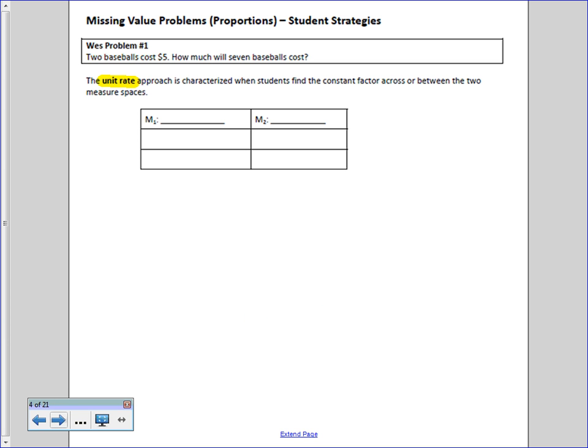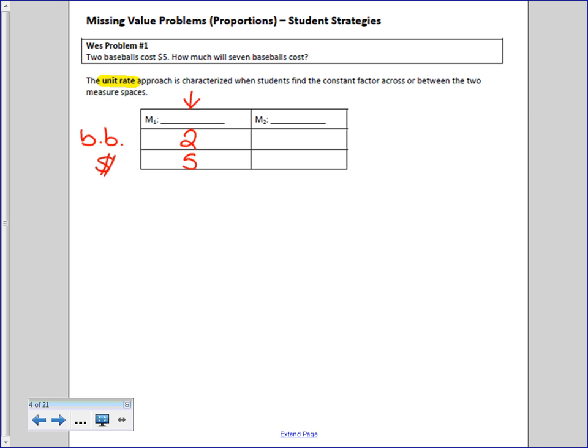The first problem we're going to do is called the West problem. We are going to put baseballs on top, and we are going to put the money on the bottom. The first sentence is our first proportion. 2 baseballs cost $5. This is our first measure space. This is our first column. We're going to have that set up.